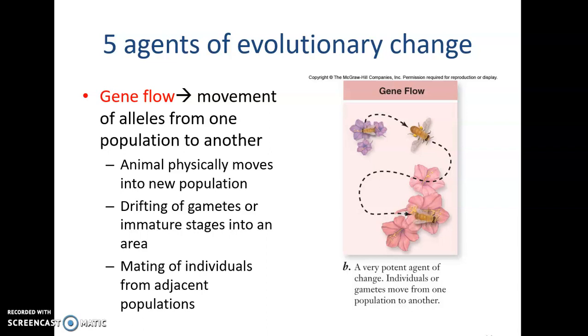Examples here would be the pollen of plants moving from plant to plant via animal pollinators or even wind, or animal dispersers that eat seeds and then take them far and wide. Finally, it can encompass mating of individuals from adjacent populations. In general, gene flow works to homogenize allele frequencies between populations, make them more similar, even them out.